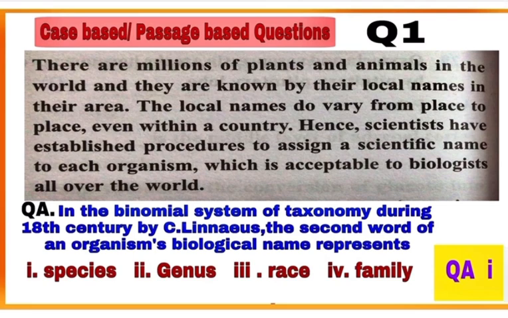Question A. In the binomial system of taxonomy during 18th century by Carolus Linnaeus, the second word of an organism's biological name represents? In the binomial system of taxonomy, the second word of an organism's biological name represents species. So, correct answer is 1, mark 1.